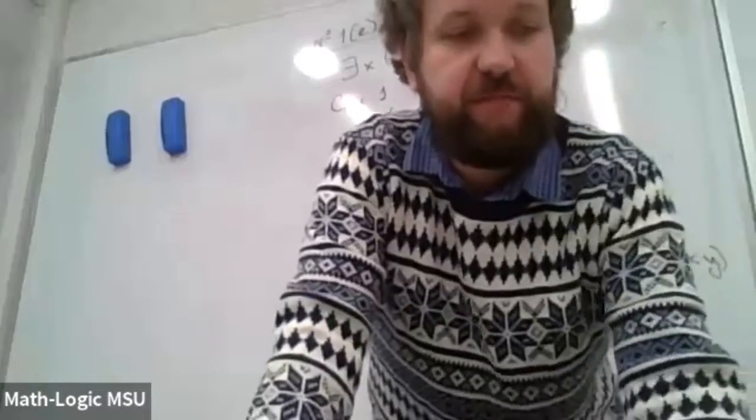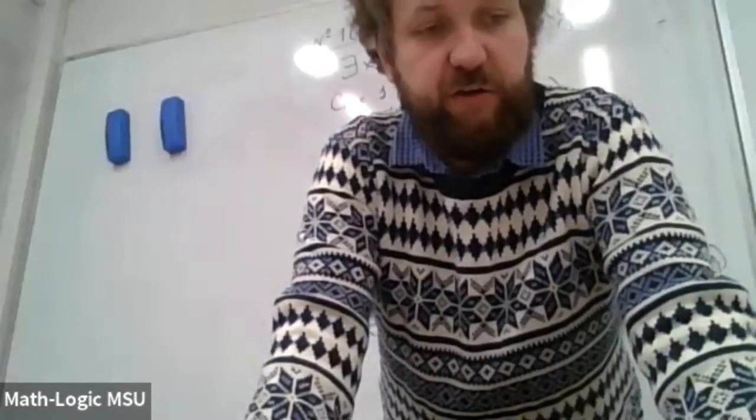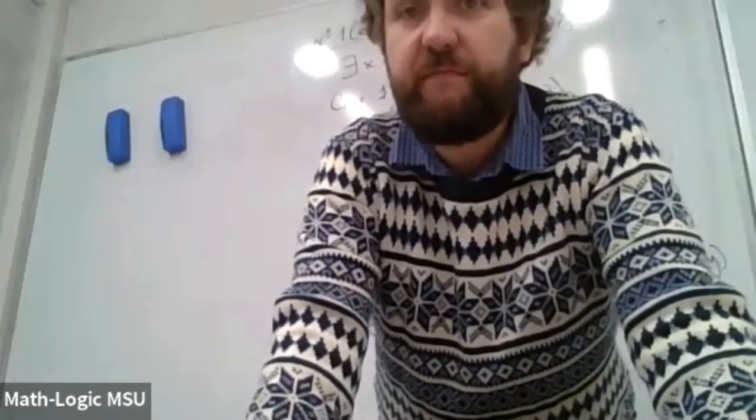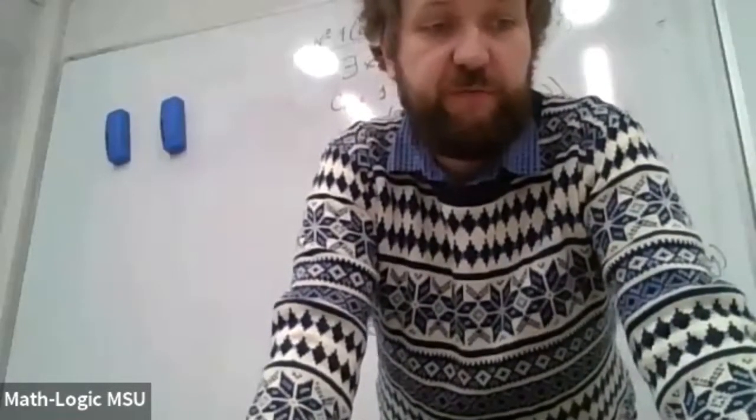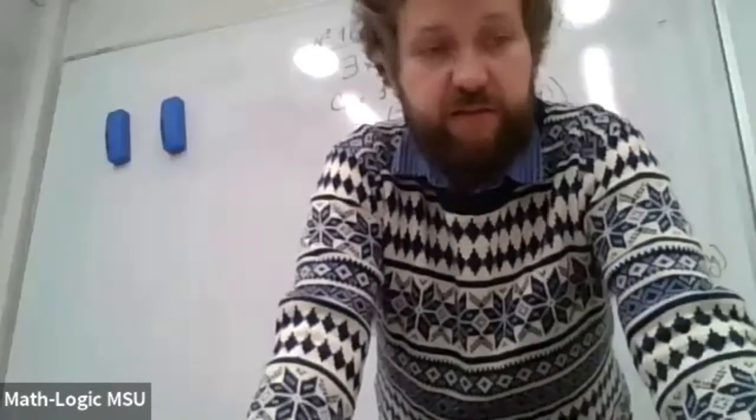2a, is it satisfiable? No. There exists x such that for all y, q of xx and not q of xy. No, it is not satisfiable, because if you have for all y not q of xy, you have not q of xx, and it's not satisfiable.